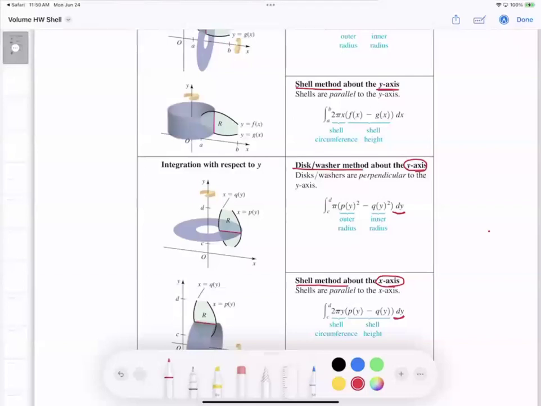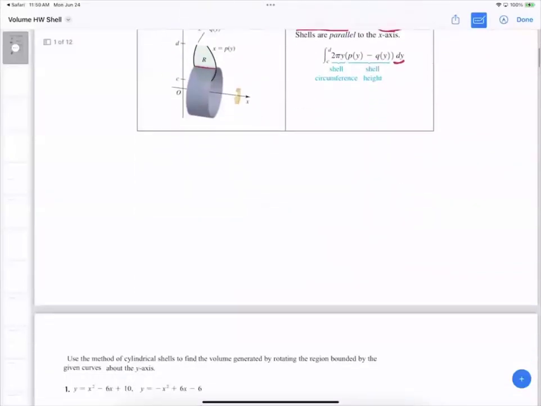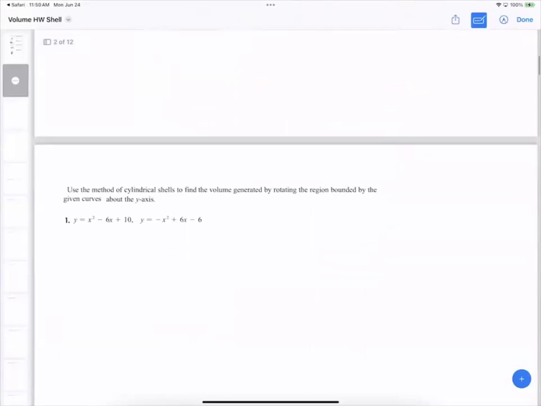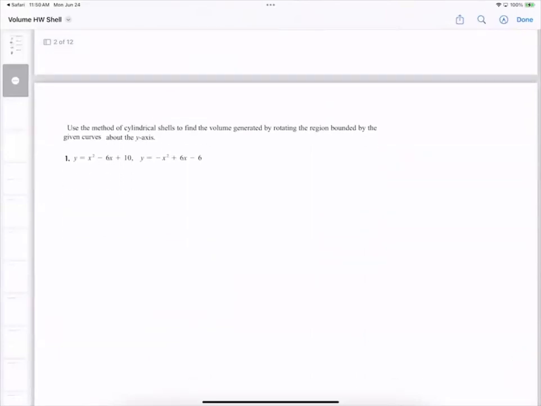Let us practice a little bit. This question says, use the method of cylindrical shell to find the volume generated by rotating the region about the y-axis.